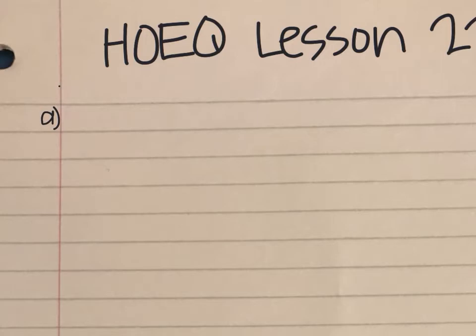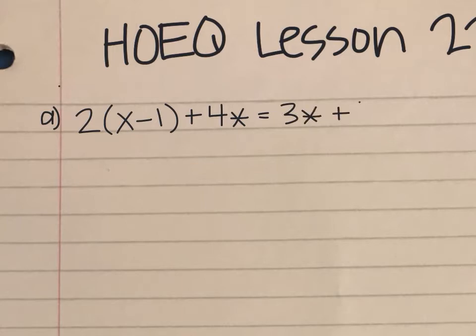So in letter A, we've got 2 times x minus 1 plus 4 star equals 3 star plus 6. What I notice right away is I've got a 2 right next to the parentheses, which means that I am to repeat everything inside of the parentheses 2 times. The problem is that what is inside the parentheses includes subtraction.